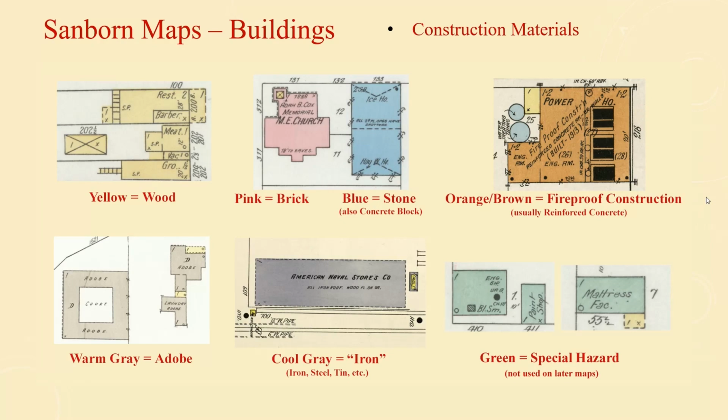And green was used for special hazard, but it was only used in the early maps. It was around 1910-ish they stopped using green because the green doesn't really tell you what the building is, if it's wood or brick. So they decided, we don't want to do that anymore. We can just list on there what the use is, and you'd know if it was a special hazard. So we see here, BLSM is a blacksmith shop, a paint shop. Obviously, you have flammable liquids there. Mattress factories, the stuffing they used in the mattress was flammable.